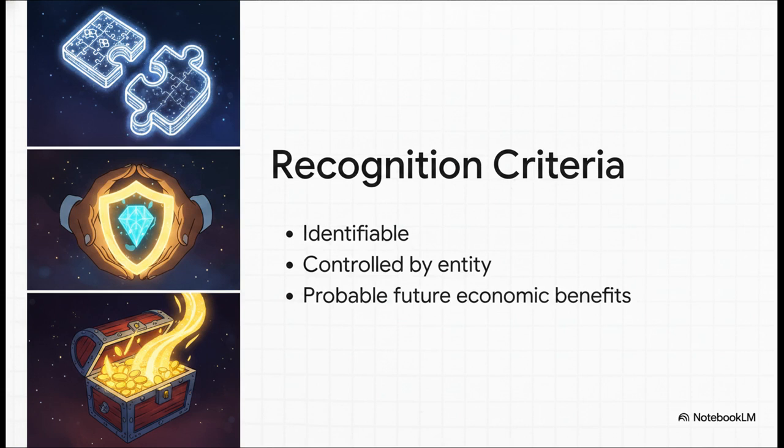First, it has to be identifiable. That basically means it's separable, like you could sell it, transfer it, or rent it out totally independent from the rest of the business, or it arises from a specific legal or contractual right. Second, the entity has to have control over it. And third, it's got to be probable that future economic benefits are actually going to flow to the entity. If you miss even one of these, no asset for you. It stays completely off the books.